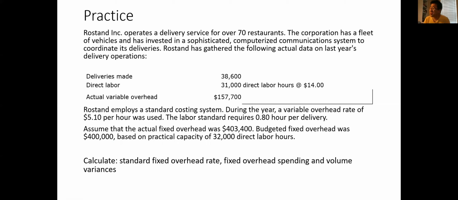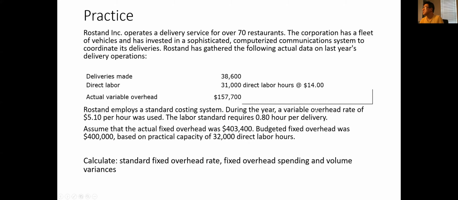Rostand employs a standard costing system. During the year, a variable overhead rate of $5.10 per hour was used. The labor standard requires 0.8 hour per delivery. Assuming that the actual fixed overhead was 403,400, budgeted fixed overhead was 400,000, and based on the practical capacity of 32,000 direct labor hours.